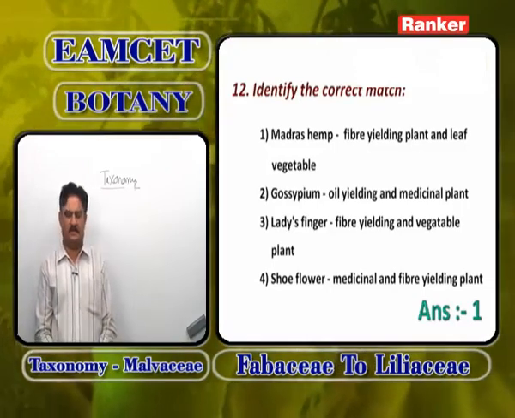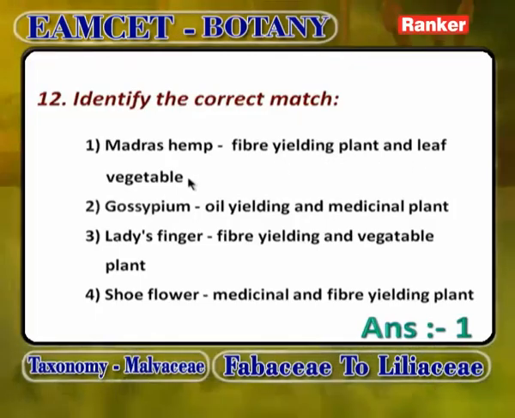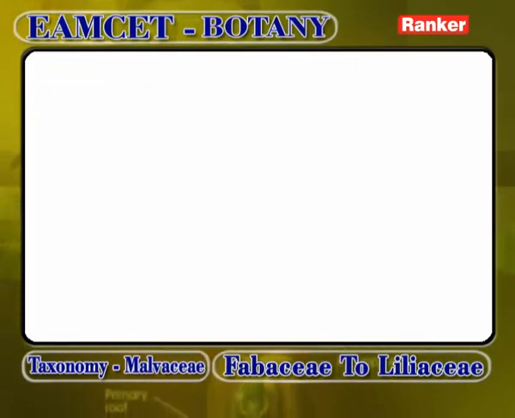The only correct answer in this combination is Madras hemp, Hibiscus cannabinus, which is not only a fiber yielding plant but a very popular leafy vegetable. So it is both a fiber yielding plant and a leafy vegetable.